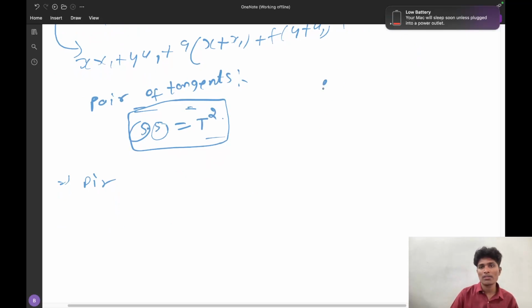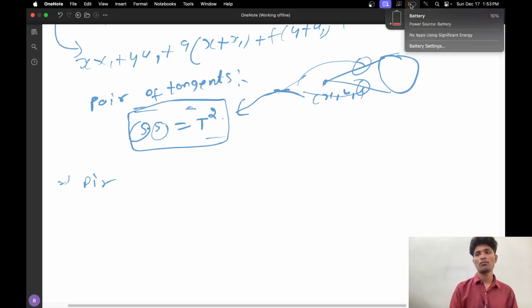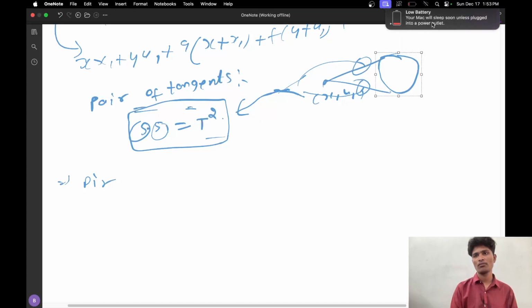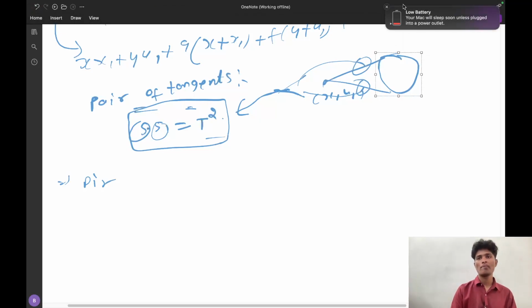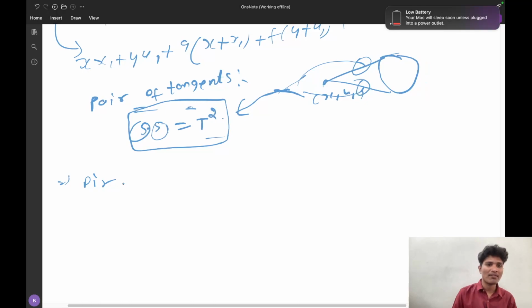Suppose the point (x1, y1) is an outside point, and I have to draw two tangents, and they will meet the circle at two points. The equation of that pair of straight lines, that is, the two tangents equation, is S·S1 = T². Next I will discuss the director circle.